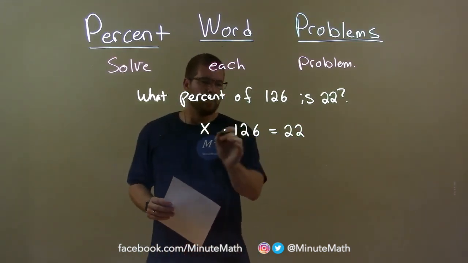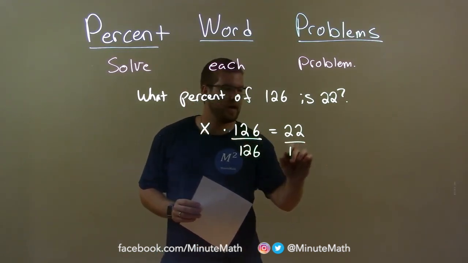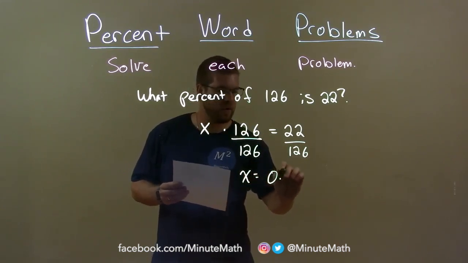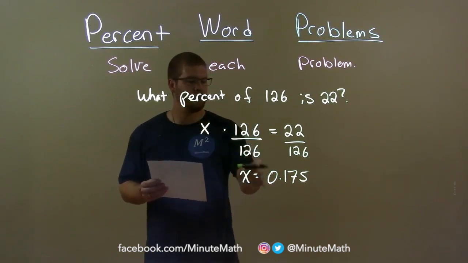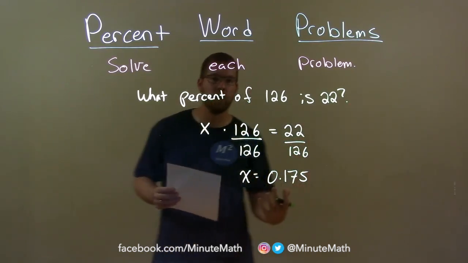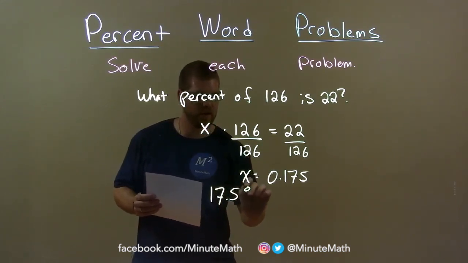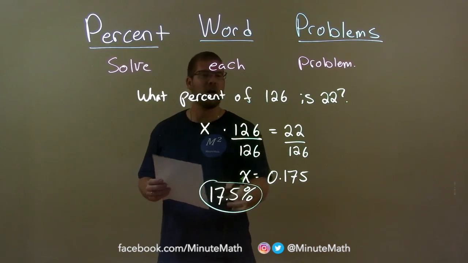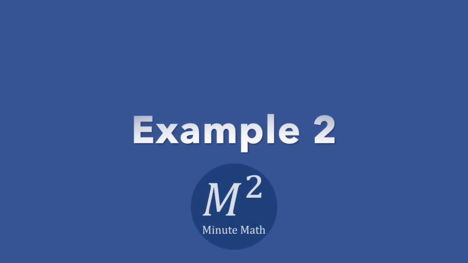Well, multiplication, opposite of that, division, divide by 126 to both sides, and I'm left with x equal to 0.175. So with x being 0.175, we can convert that to a percent, and that's 17.5%. And there we have our answer. 17.5% of 126 is 22.